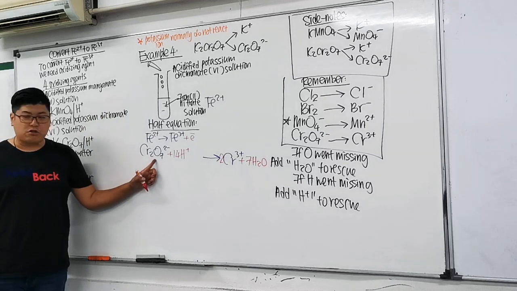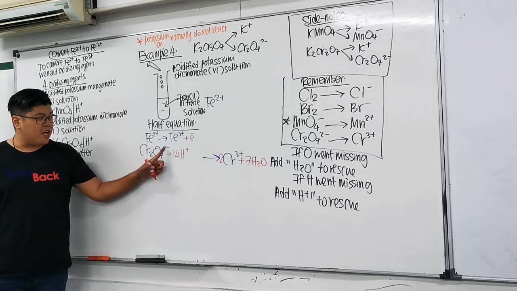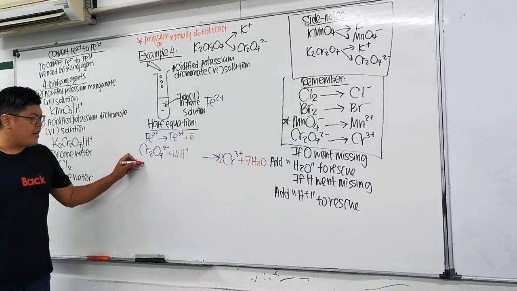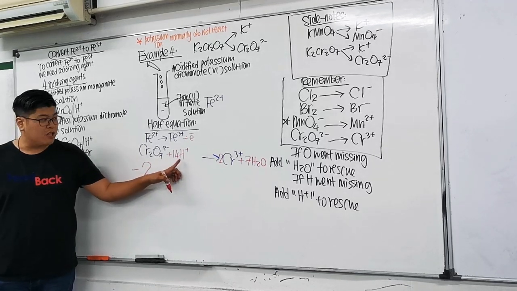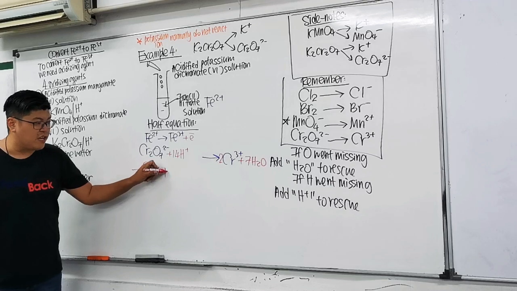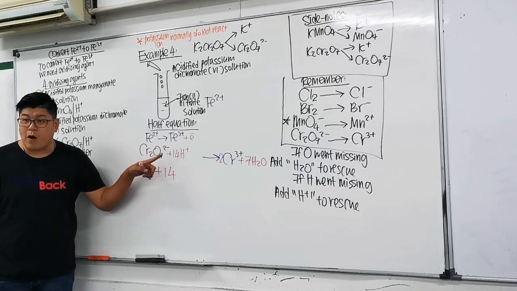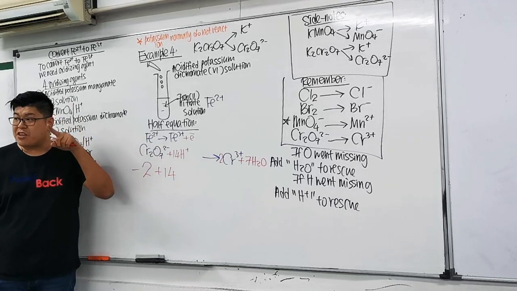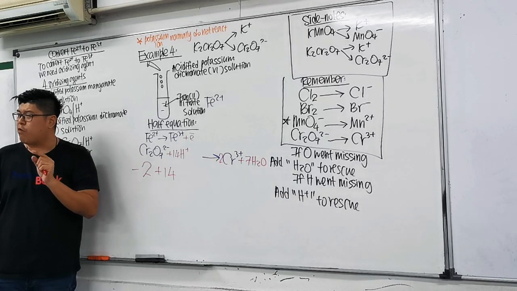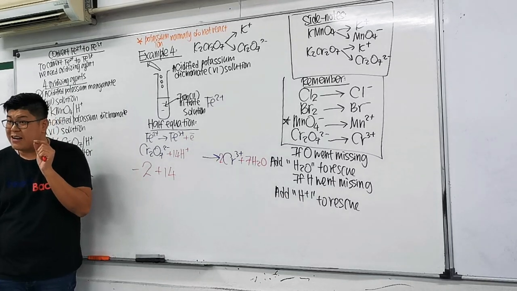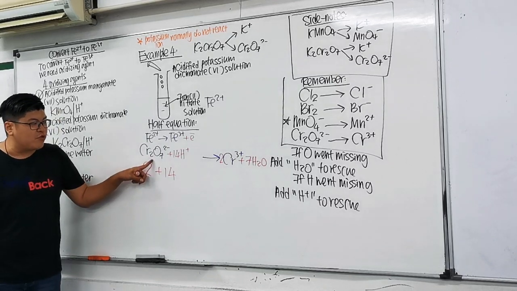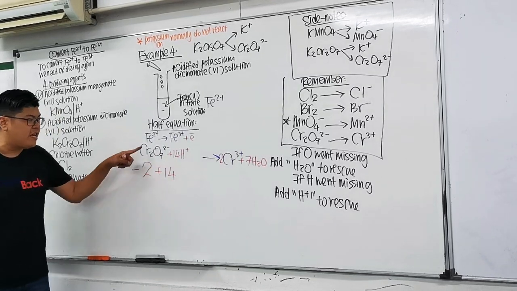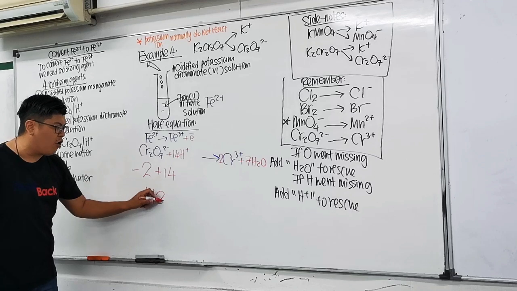What is the total charge of this fella? -2. Okay, what is the total charge of this fella? +1 multiply 14, +14. Understand? You must add everything because total charge needs you to add everything. You shouldn't add everything when I ask for oxidation number. Now I'm looking for total charge, right? So this fella is -2, this fella is +14. All in, they are +12 on the left.